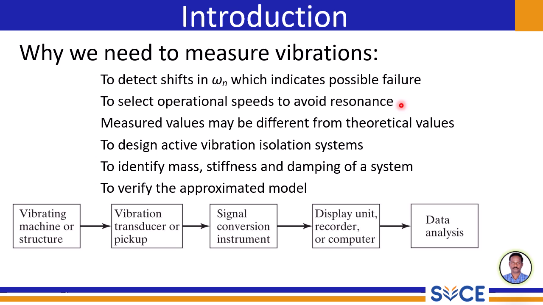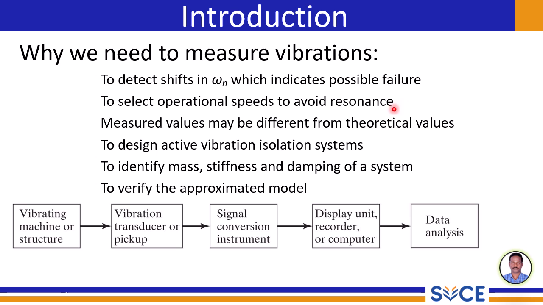Secondly, vibration measurements are essential to select operational speeds that avoid resonance. As we discussed previously, resonance occurs when the excitation frequency is equal to the natural frequency of the system, which will lead to large and potentially damaging amplitudes of vibration. So, by measuring the natural frequencies, we can operate equipment at speeds that are far from these critical speeds.